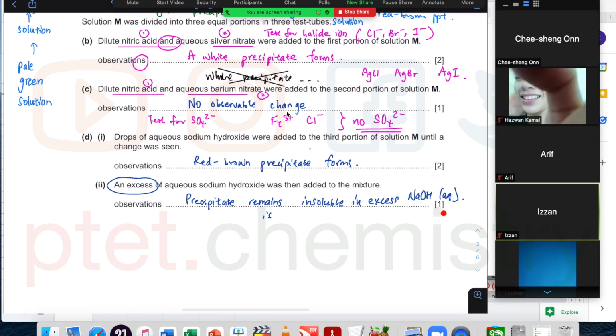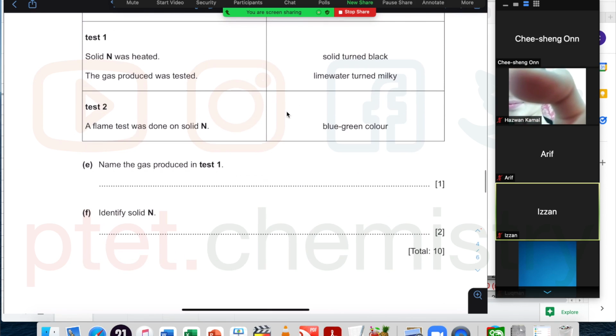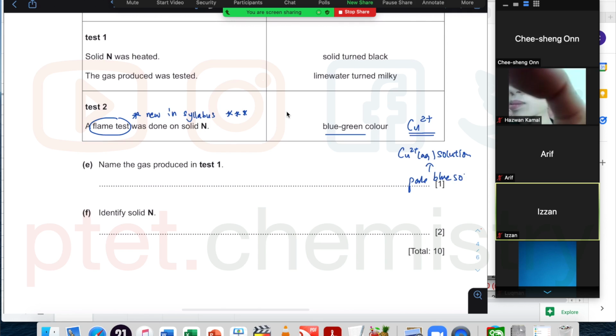When you write this down, you have to put in the aqueous. It's also to remind yourself later on when you have a table of results, is it in NaOH or is it in NH3? So just be very careful there. Not too difficult. Oh yeah, I remember what I wanted to say here. A flame test. Flame test is new in your syllabus, new in your 2023 syllabus. I told you before, you have seen this with your own eyes, the blue-green colour. It's a test for Cu²⁺.